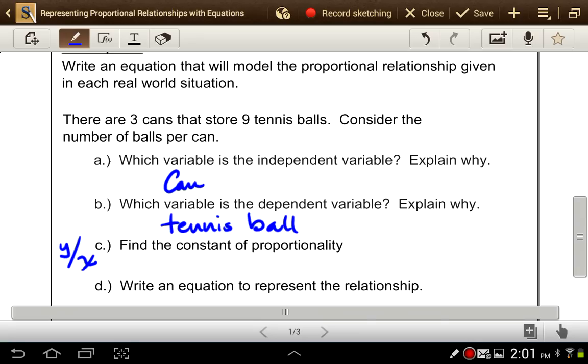That's going to be our dependent variable. So we have 9 tennis balls divided by our independent variable. How many cans do we have? 3. So 9 divided by 3, so our constant of proportionality is 3.